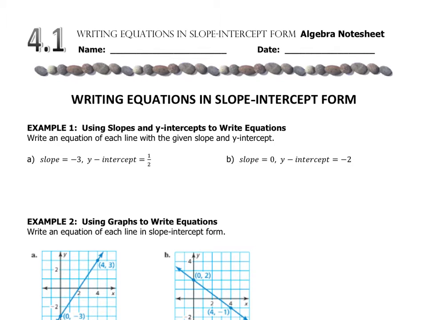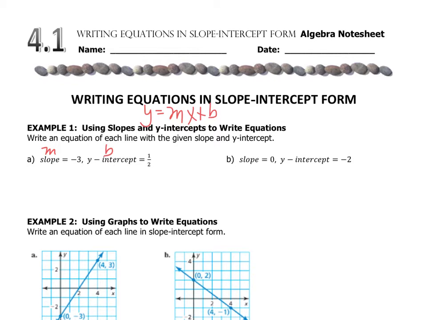Today we're talking about writing equations in slope-intercept form. When you recall, slope-intercept form is y equals mx plus b. We talked about how to solve equations to be y equals mx plus b. We talked about the components of this equation, and we talked about graphing them. So remember, the m is the slope, and the b is our y-intercept.